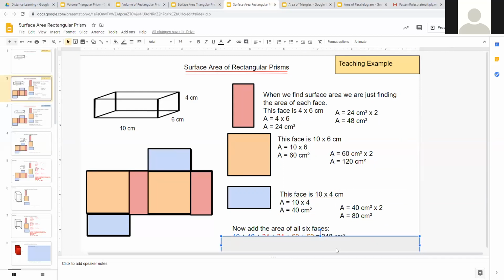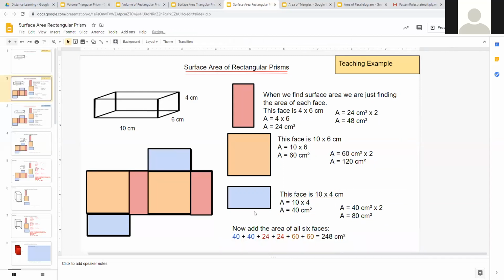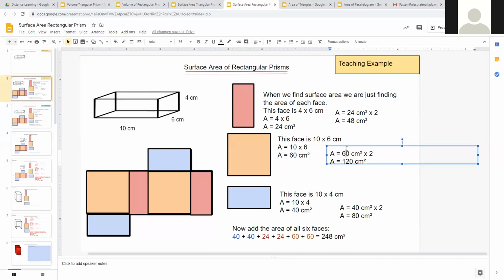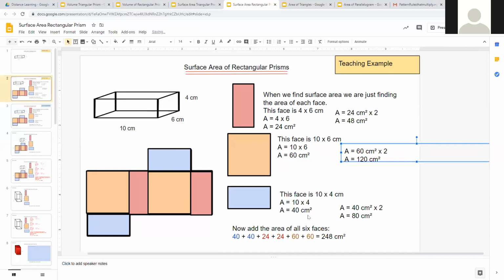Now, down below, I added the area of all 6 faces without multiplying, but I've shown you that if you're going to put your multiplication in, and that's fine, that would be how I would do it, you want to put it to the side of the same face. So for example, I would multiply the red faces beside where I did my first formula for them, and I did the formula for the multiplication of the orange faces right here.